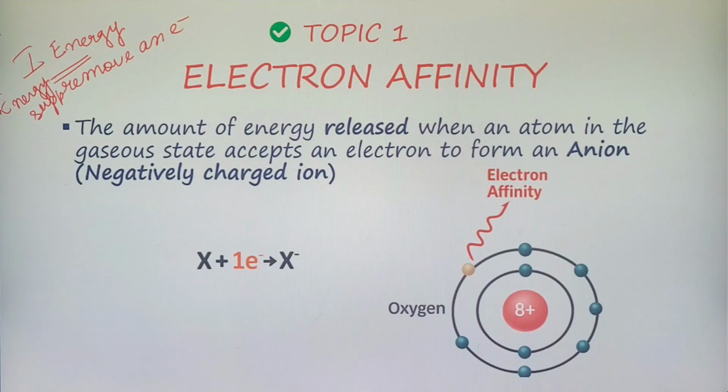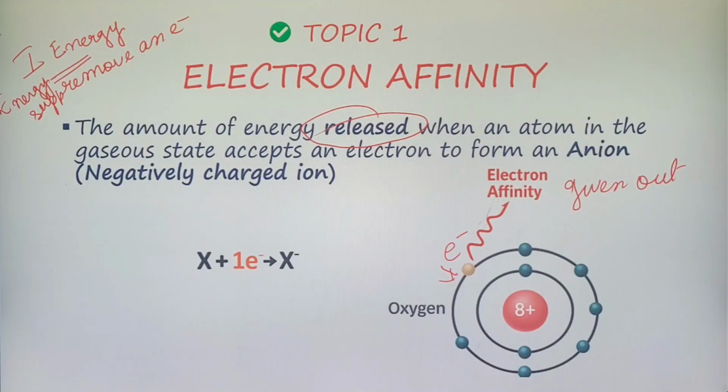What is electron affinity, children? Electron affinity is the amount of energy that is given out. Energy will be released here. It will be given out when an electron is added into a gaseous atom.